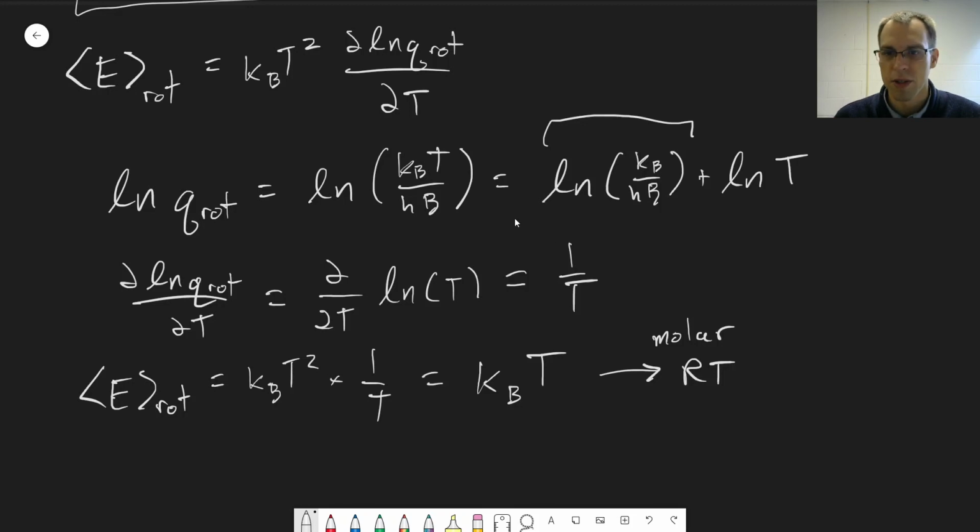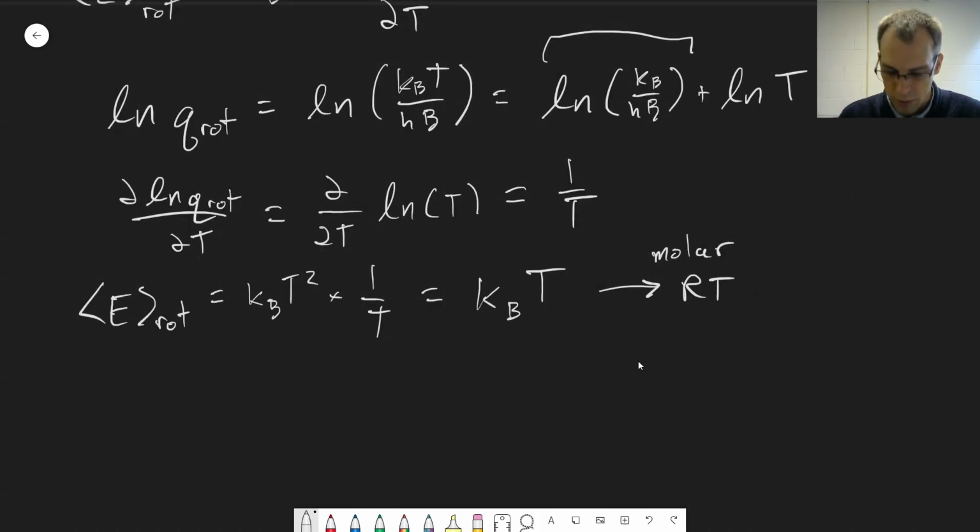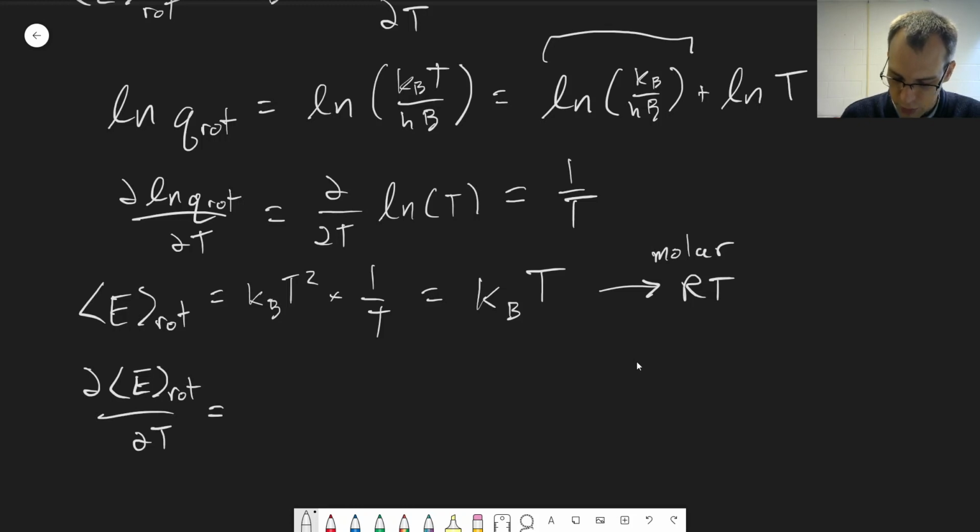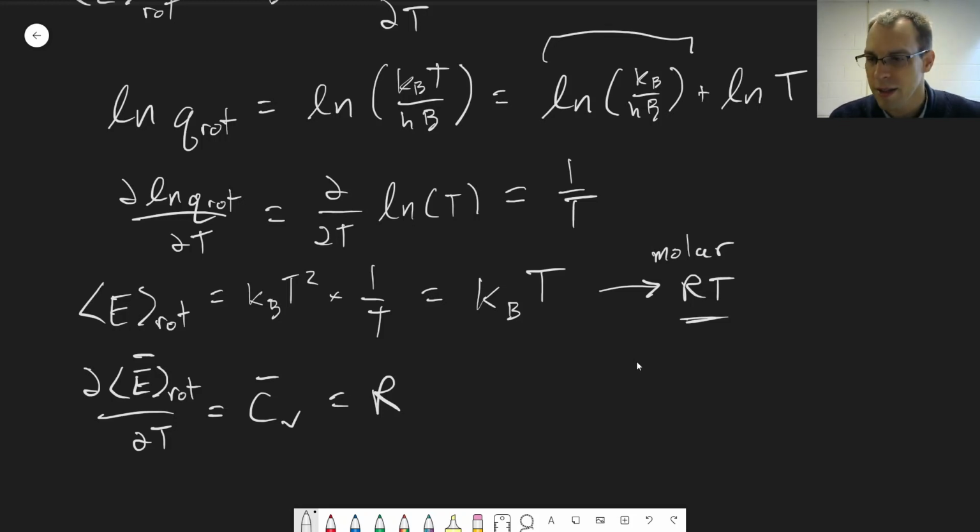Additionally, similar to the vibrational partition function, we can look at what's the contribution to the heat capacity, right? So if we take the derivative of this with respect to temperature, dE rotational dT, that's equal to CV. And if we want to look at a molar value, we would take the derivative of RT. That just gives us R. So we get a contribution of R to the heat capacity for a diatomic gas from the rotational energy.